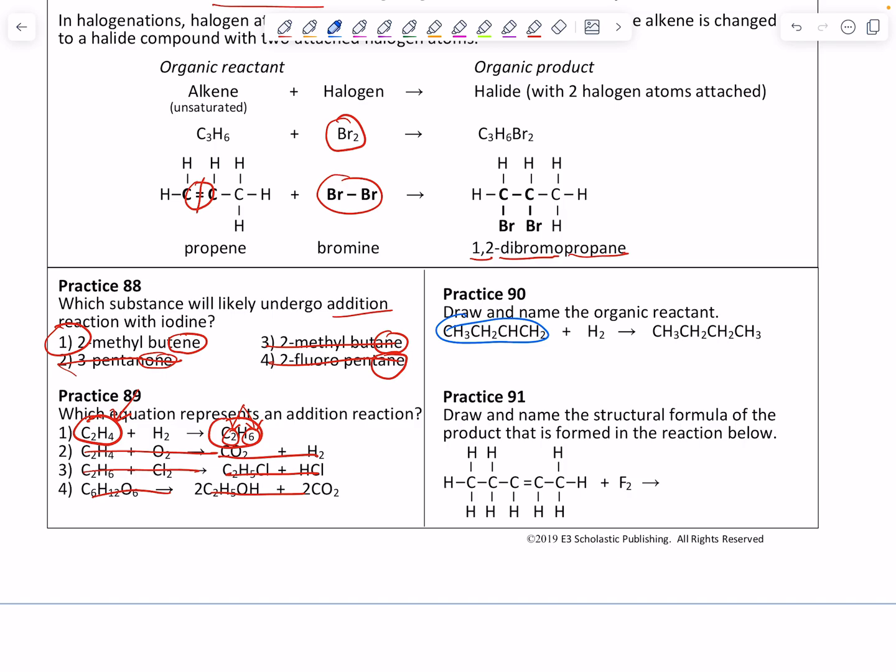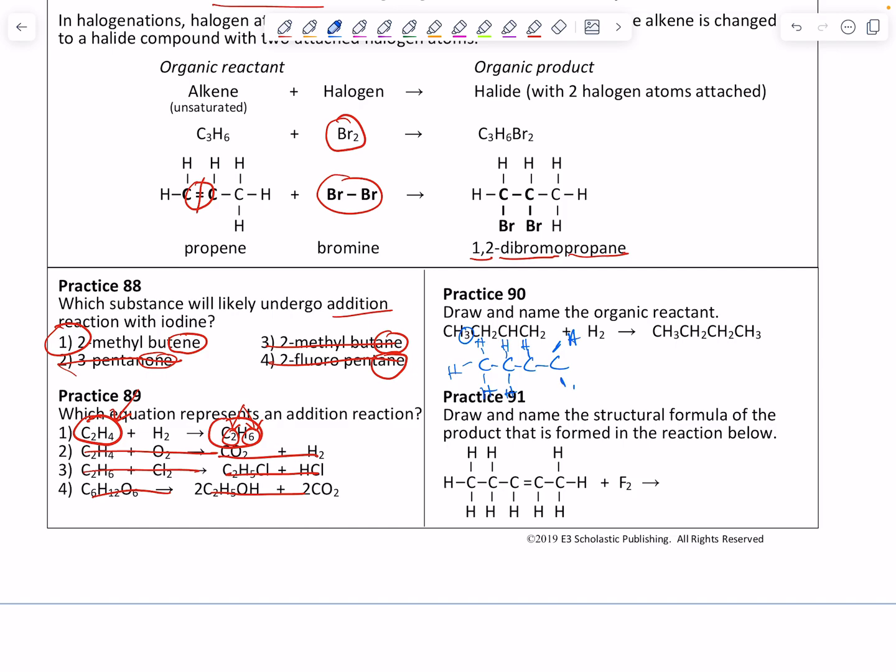And so if I'm going to draw out the structural formula, I can see there's 1, 2, 3, 4 carbons in my chain. The first one has 3 hydrogens. The second one has 2 hydrogens. The third one only has 1 hydrogen. And then this one over here has 2 hydrogens as well.